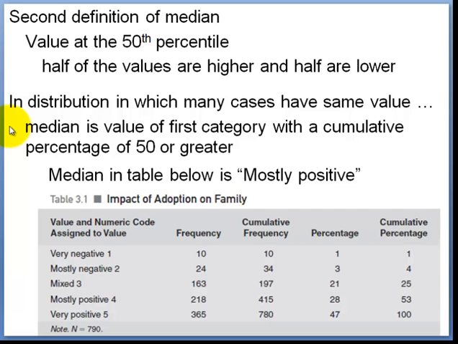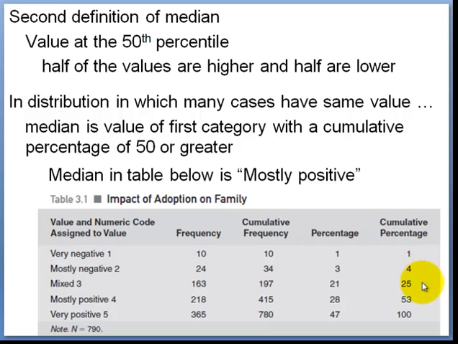or greater. So here is a question pertaining to the impact of adoption of a child with special needs on the family. And this question is posed to an adoptive parent. And the table presents responses. And you recall how to calculate cumulative percentages, we hope. But here are the cumulative percentages for the different responses.